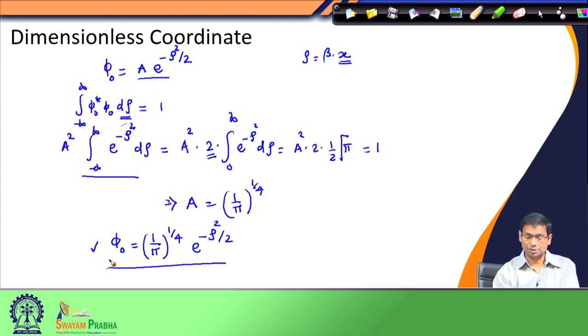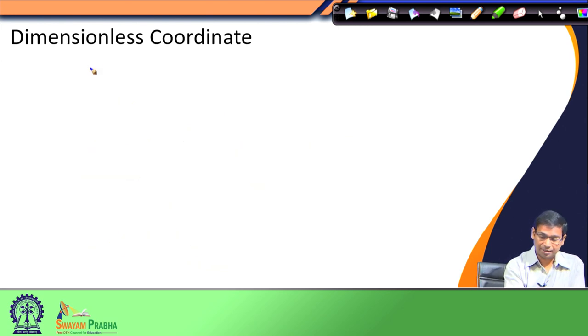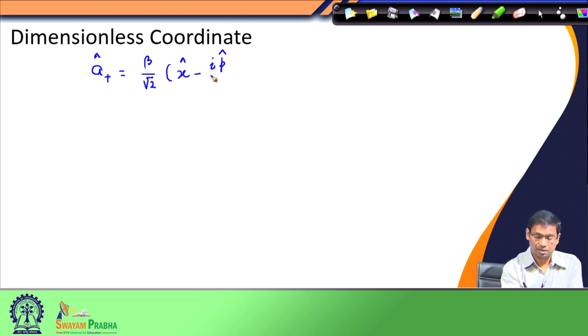We will continue our discussion, but before that what we do is that we will express our step up operator, which is the a plus operator. If you remember, we defined it as beta by root 2 times x minus i p by m omega. So, here x and p are defined in terms of the dimensioned coordinate x.